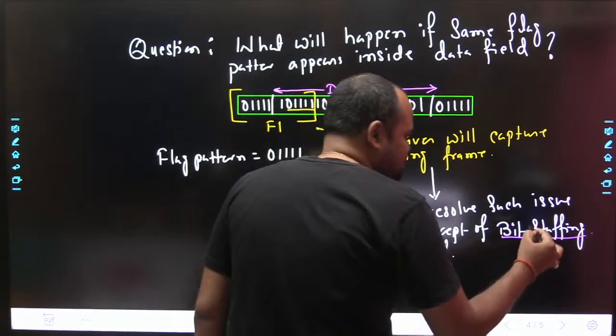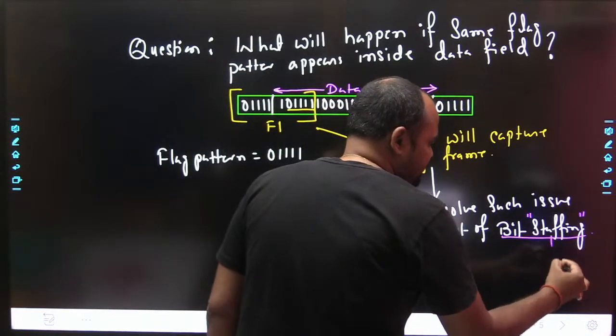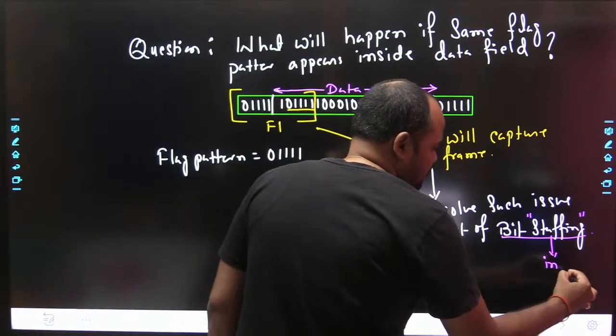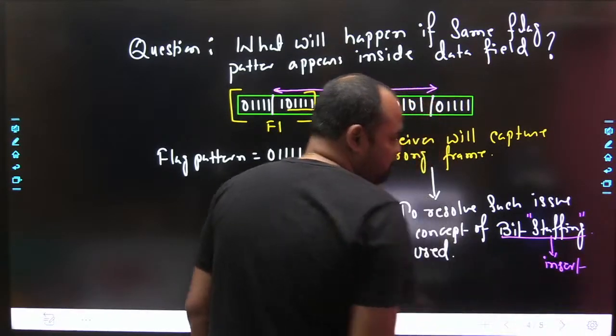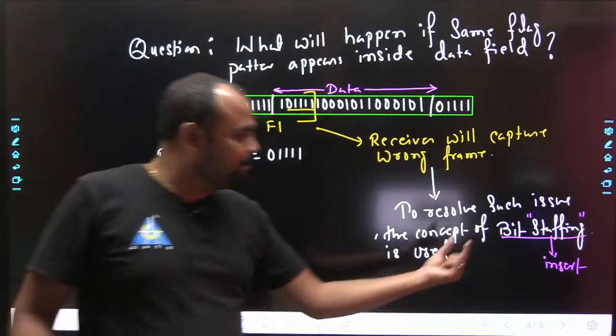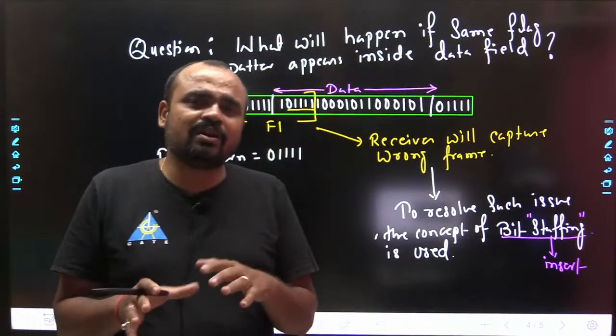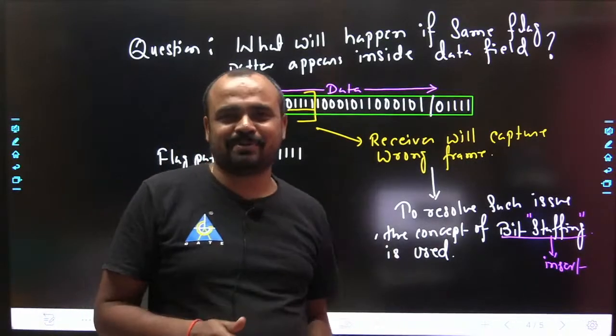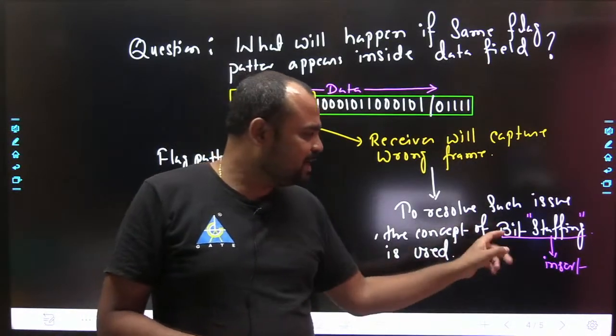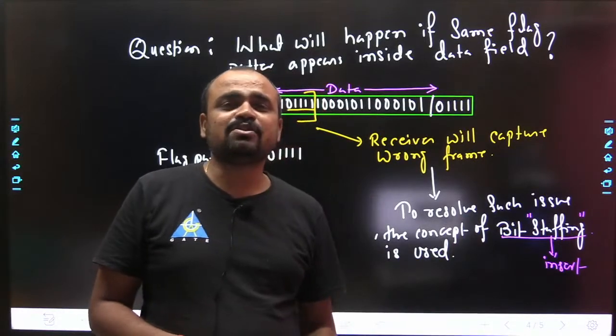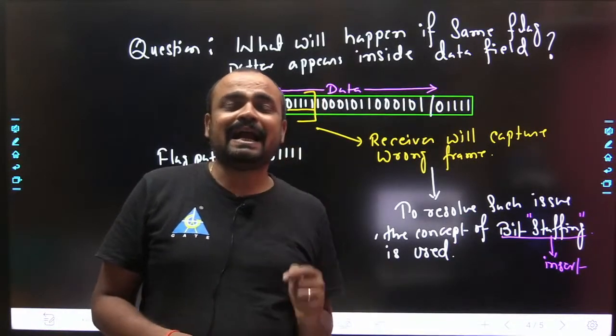So the simple meaning of stuff is insert. What do we have to insert over here? Bits, because the name is given as bit stuffing. So please try to relate the name with the concept. Whenever we use the term bit stuffing, it means we are inserting additional bits.